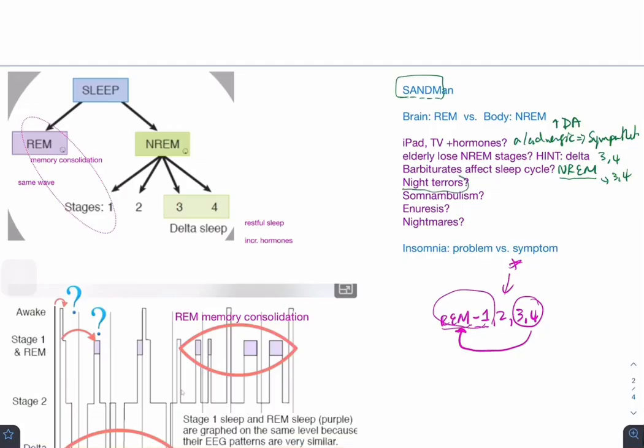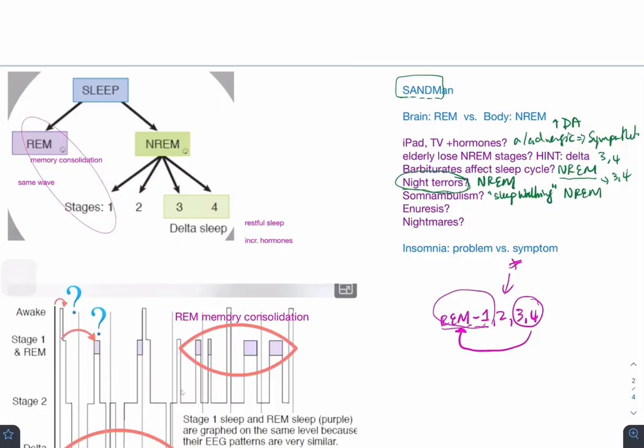Night terrors, a lot of physical movement. Is this a REM or non-REM disorder? So if you say non-REM, you are correct. How about somnambulism? Somnambulism means sleepwalking. And it's physical, so there will be non-REM again, non-REM disorder.